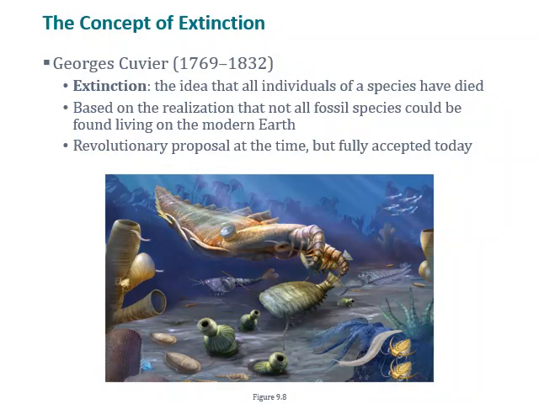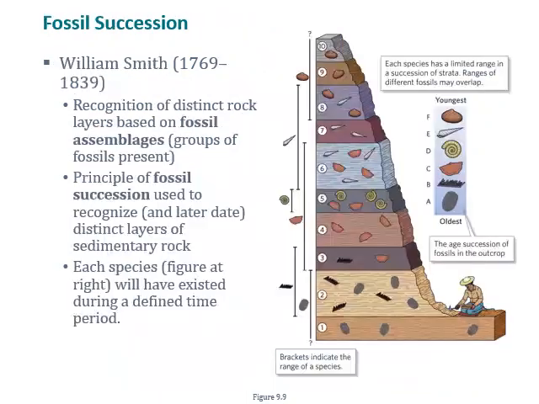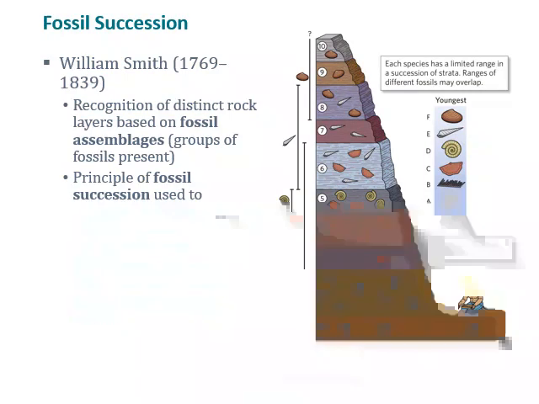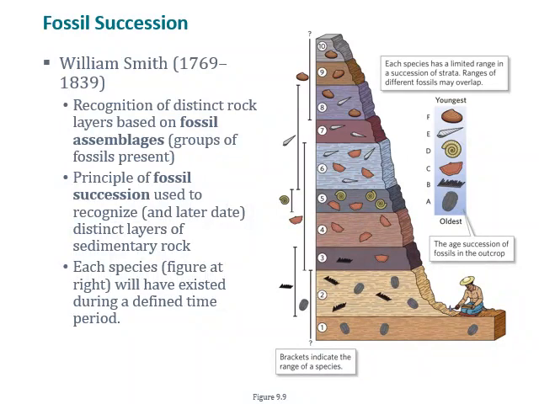William Smith was a purveyor of this idea called fossil succession. This was the recognition that distinct rock layers can be recognized based on their fossil assemblages. Each species will have existed during a defined period of time that may or may not continue until the present. Certain fossils that are only present in very specific or small periods of time may be considered index fossils that help us identify units, rock units, and their ages globally.